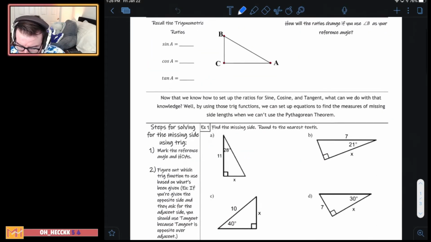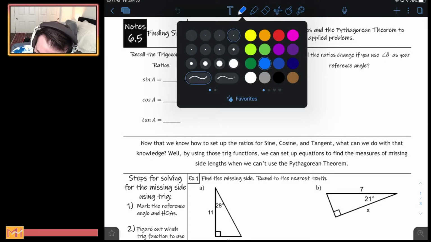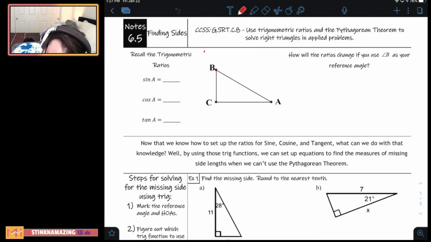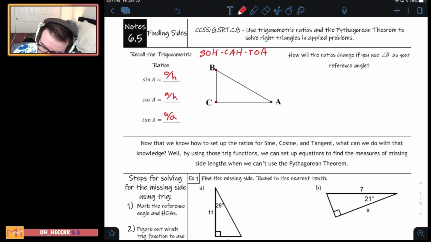So let's take a look at 6.5. Let's remind ourselves about some of the basics of sine, cosine, and tangent. SOHCAHTOA, as I've said in class. Now, I know that's not a real word, but it kind of sounds funny, right? It sounds like suck a toe. So the SOH part is opposite over hypotenuse for sine, adjacent over hypotenuse for cosine, and opposite over adjacent for tangent.